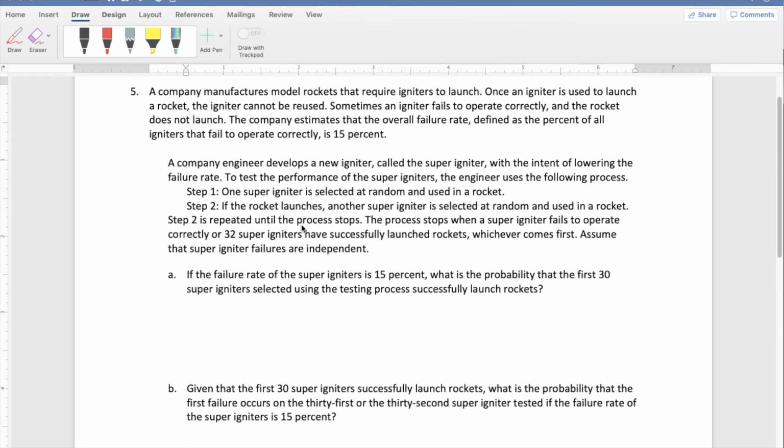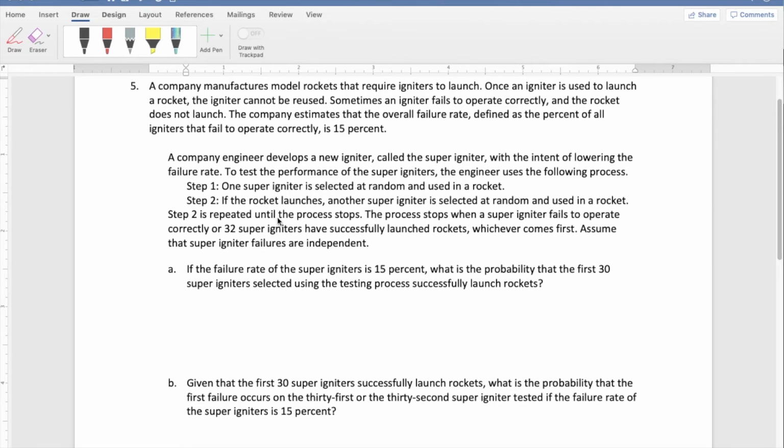A new igniter called the super igniter with the intent of lowering the failure rate. To test the performance of the super igniter, the engineer uses the following process. One super igniter is selected at random and used in a rocket. If the rocket launches, another super igniter is selected at random and used in a rocket. And step 2 is repeated until the process stops, when a super igniter fails to operate correctly, or 32 super igniters have successfully launched rockets, whichever comes first. Assume that the super igniter failures are independent.